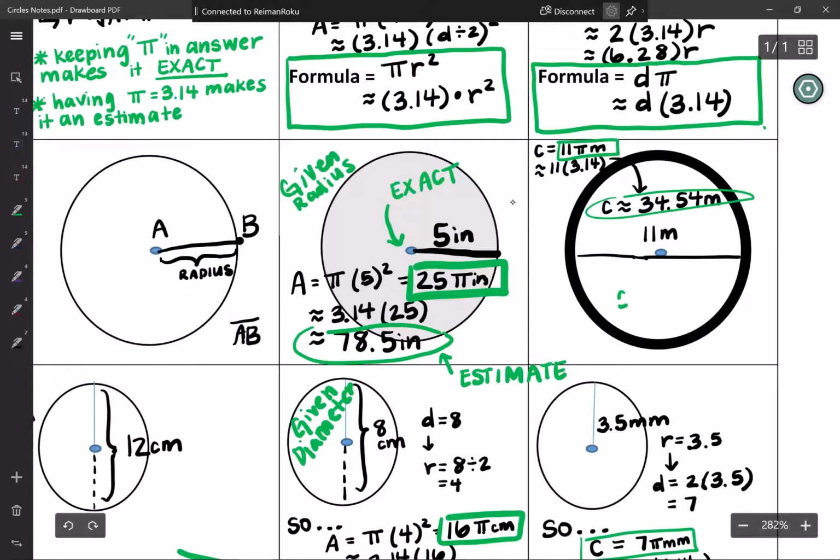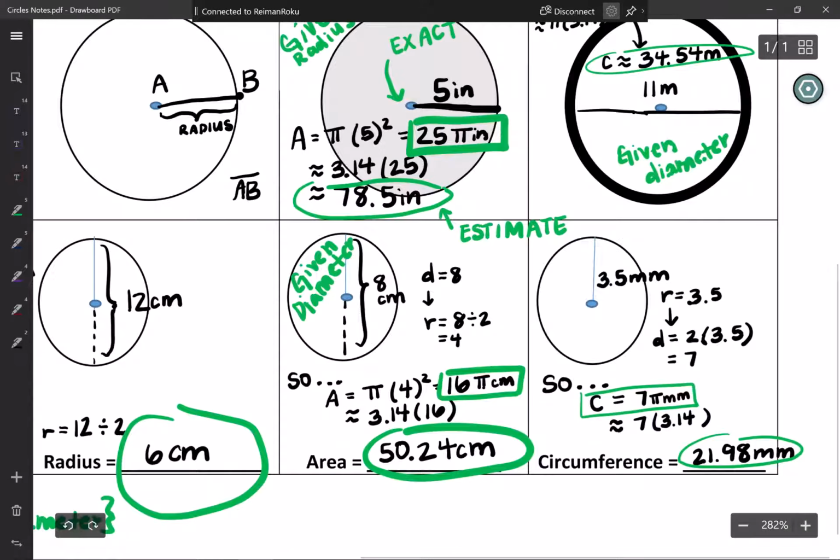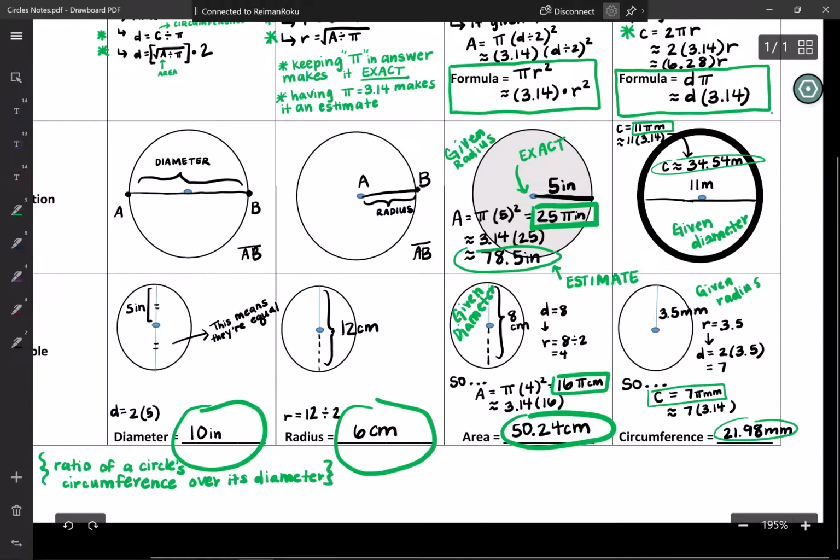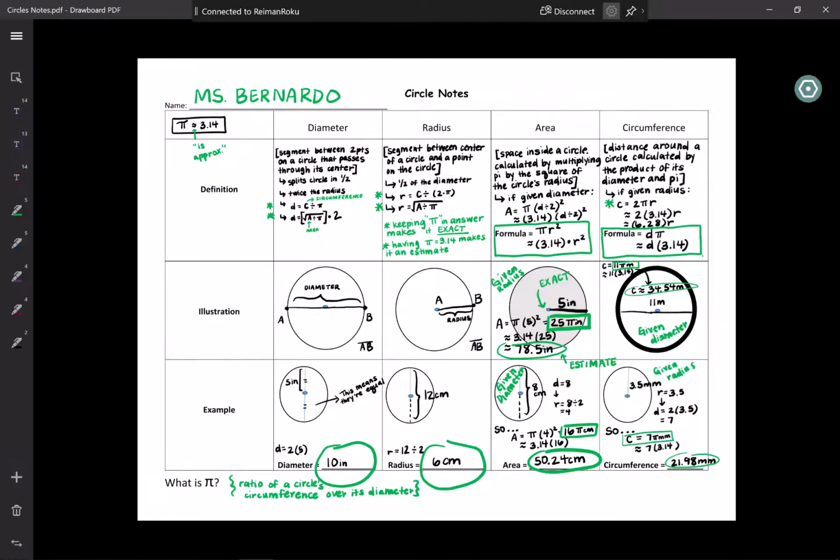So this is given diameter, and then the one on the bottom is given the radius. You could use either formula for circumference, depending on what the problem gives you. Okay, but essentially these two calculations, getting the area and getting the circumference, are just multiplication problems.